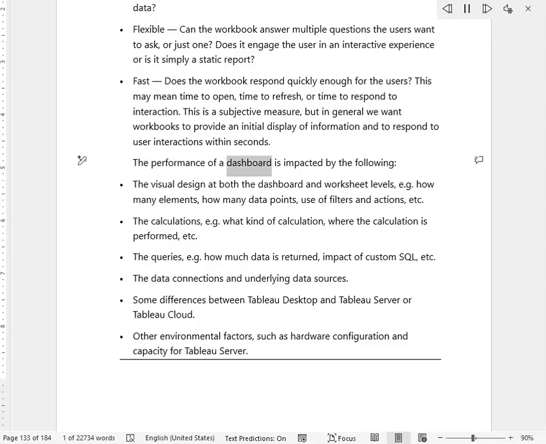The performance of a dashboard is impacted by the following. The visual design at both the dashboard and worksheet levels, e.g. how many elements, how many data points, use of filters and actions, etc. The calculations, e.g. what kind of calculation, where the calculation is performed, etc. The queries, e.g. how much data is returned, impact of custom SQL, etc. The data connections and underlying data sources. Some differences between Tableau Desktop and Tableau Server or Tableau Cloud. Other environmental factors, such as hardware configuration and capacity for Tableau Server.